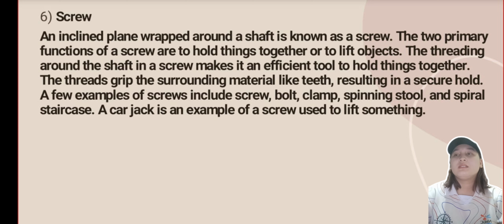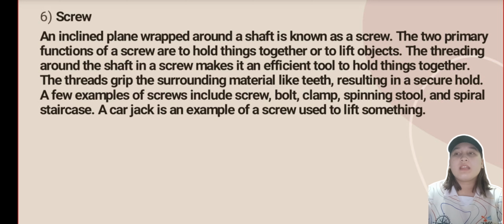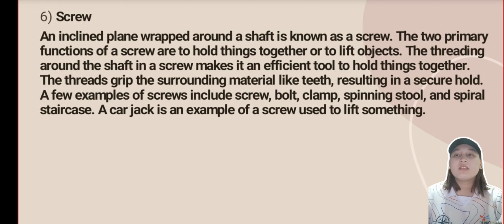So the last one is screw. An inclined plane wrapped around a shaft is known as a screw. The two primary functions of a screw are to hold things together or to lift objects. The threading around the shaft of a screw makes an efficient tool to hold things together. The thread grips the surrounding material like teeth, resulting in a secure hold.